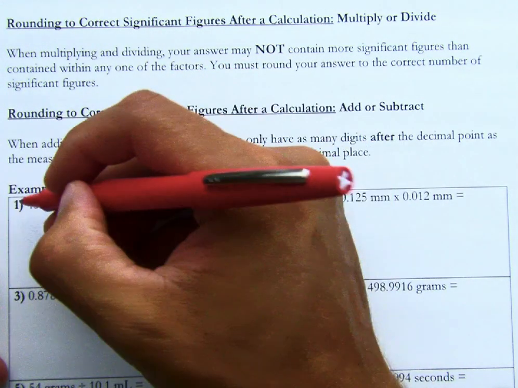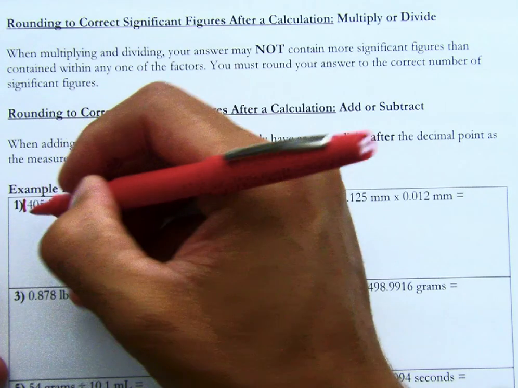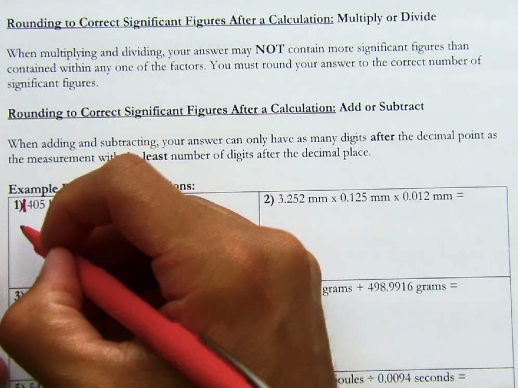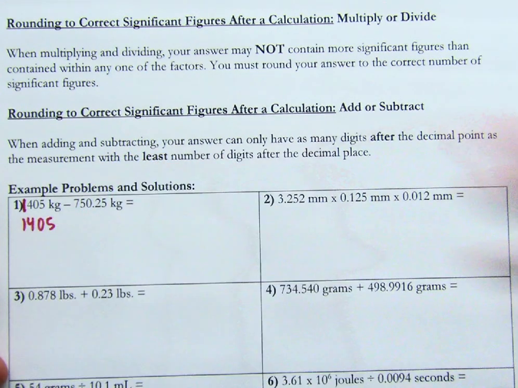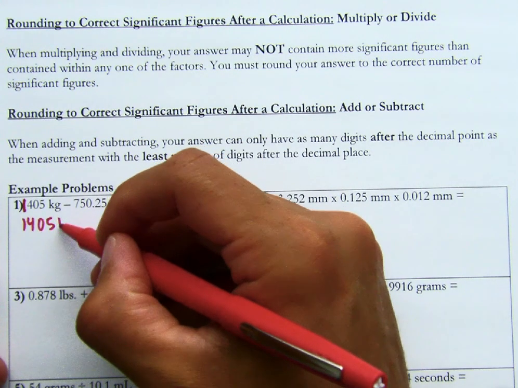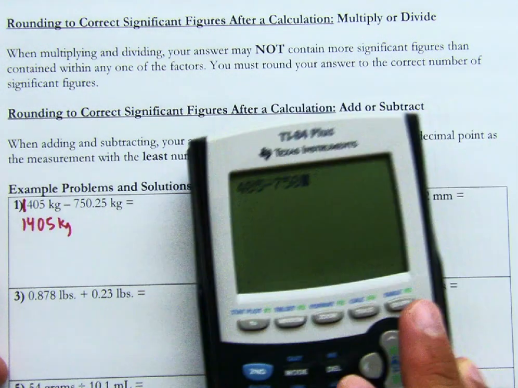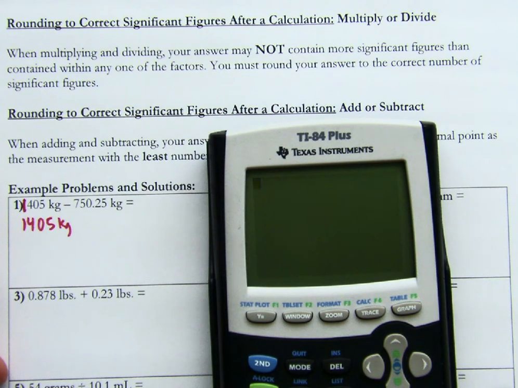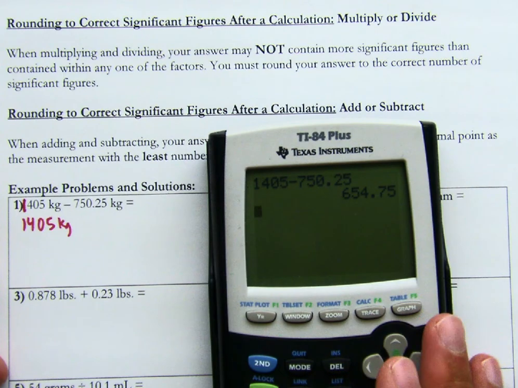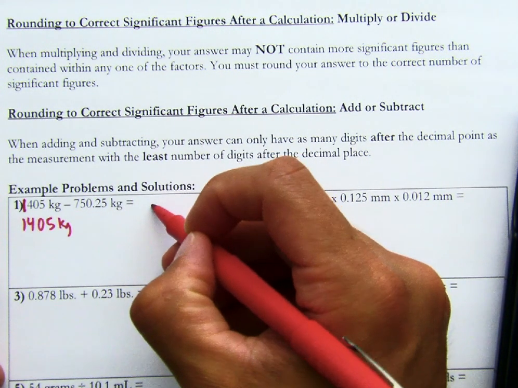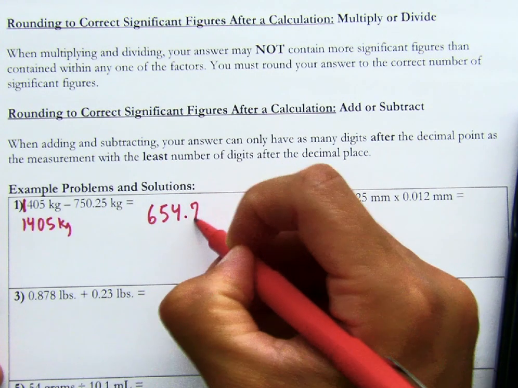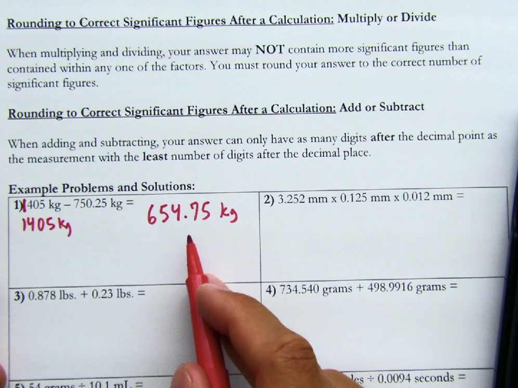Let's turn this into 1405. Sorry, I changed some numbers around and did it real quick. I'm going to change this for the sake of my example so that we don't end up with a negative number. It doesn't really matter, but with kilograms I want it to make more sense. So 14.05 minus 750.25. And what my calculator spits out is 54.75, and this would be kilograms. That's what my calculator spits out.